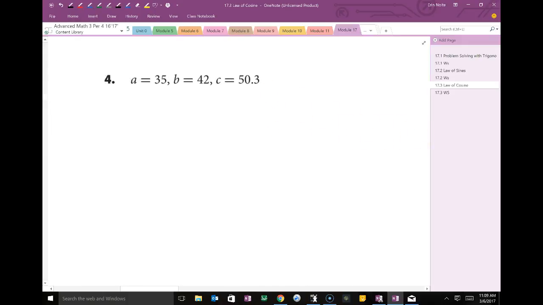Okay, so here is an example for our second law. We are given the three sides. Would you like me to draw a picture for this? Yes. Okay, so naturally assume that I draw nothing to scale. C is the longest side, so I would say A is 35, B is 42, and C is 50.3. Actually, that looks pretty good.